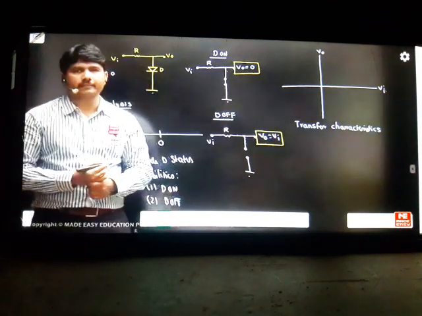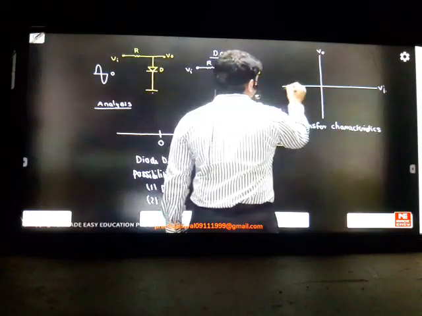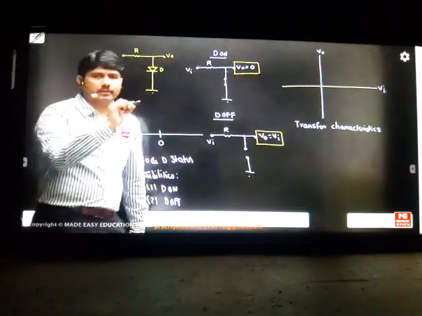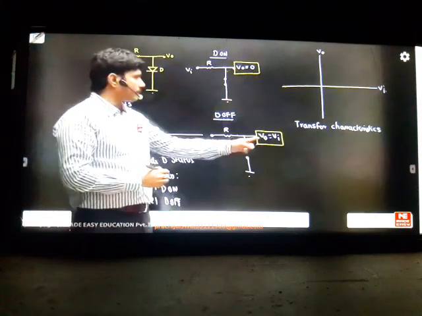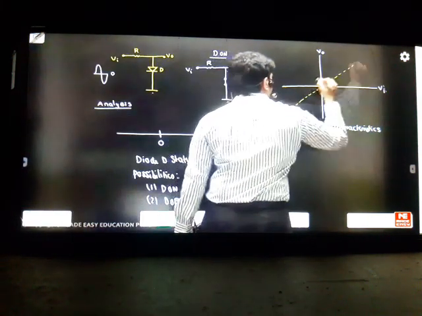One is the output equal to zero line. One is the output equal to input line. How to draw these two lines? You just observe. The output equal to zero line is this one, which is on the x-axis. And one more line is there: output equal to input. This line is nothing but a line passing through the origin. So this is the way you can write output equal to input.